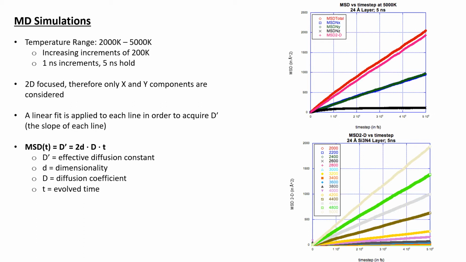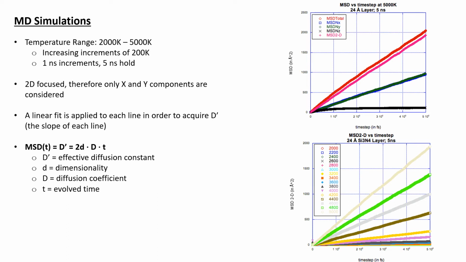Because of this trend, throughout all of the simulations, the z component is removed and I end up with the pink curve that relates only to two-dimensional diffusion. Once I have all the mean square displacement values for each temperature range as a function of time, I can then apply a linear fit to each line in order to extract the slope, which correlates to a diffusion coefficient.